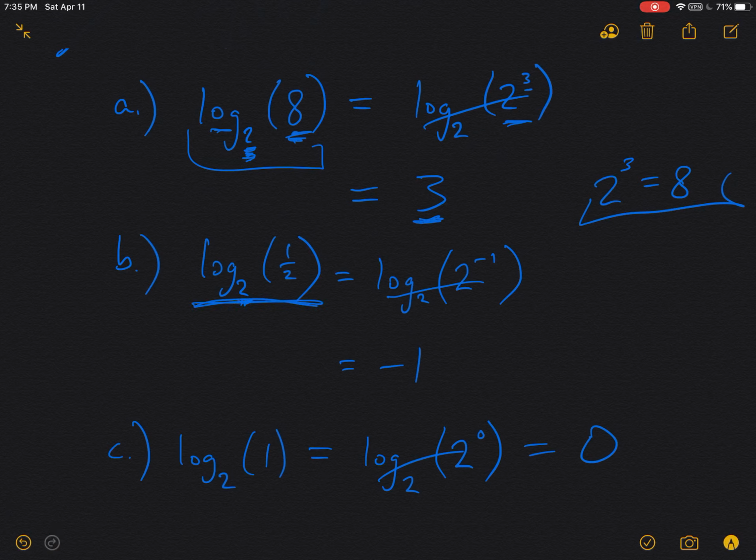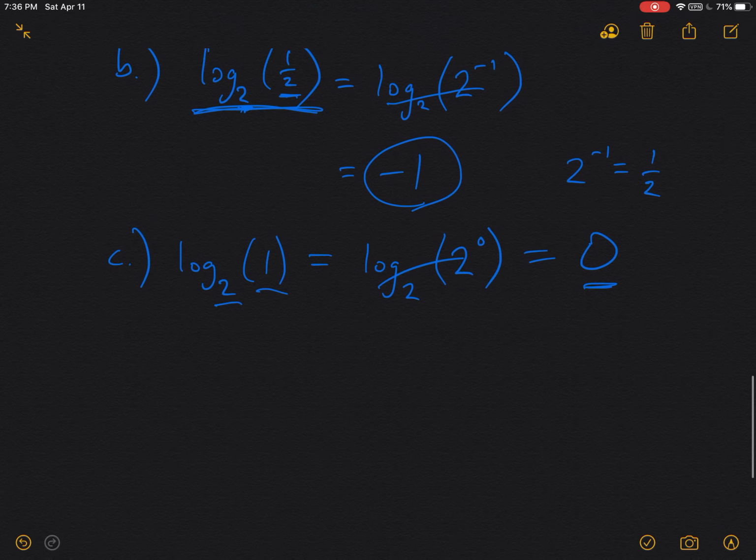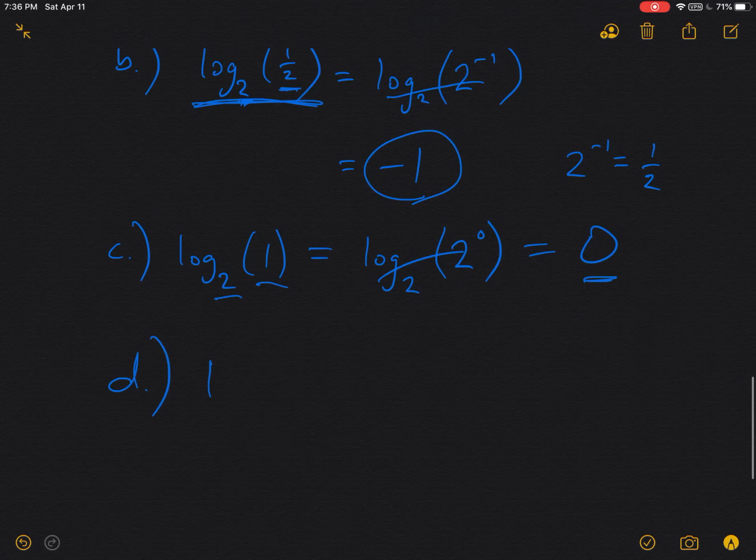So you can use that to your advantage. You can think of this logarithm as just asking, what exponent would I put on a 2 to get this number? So for example, in B, it's asking, what exponent would you put on a 2 to get a 1/2? The exponent that you would put on a 2 to get a 1/2 is a -1. In other words, 2 to the -1st power is a 1/2. And similarly here, what exponent would you put on a 2 to get a 1? The exponent you would put on a 2 to get a 1 would be a 0, because 2 to the 0 is 1. So you can use that reading of this logarithm to your advantage.